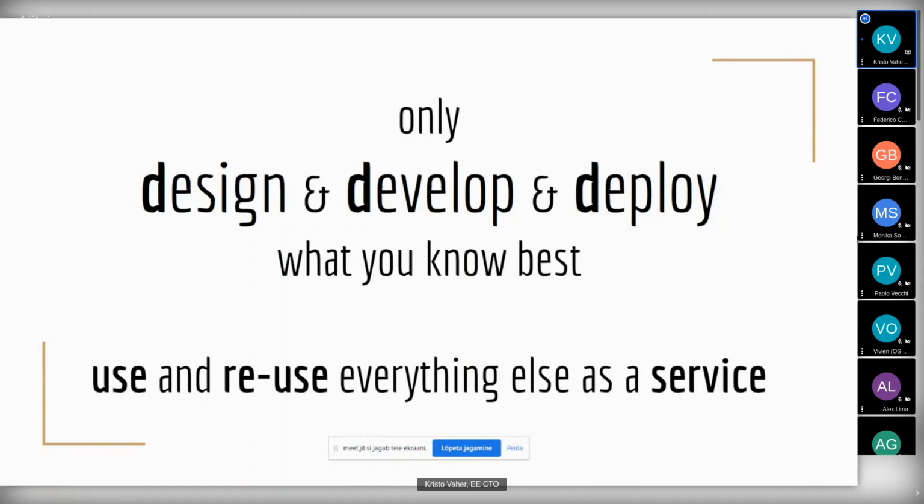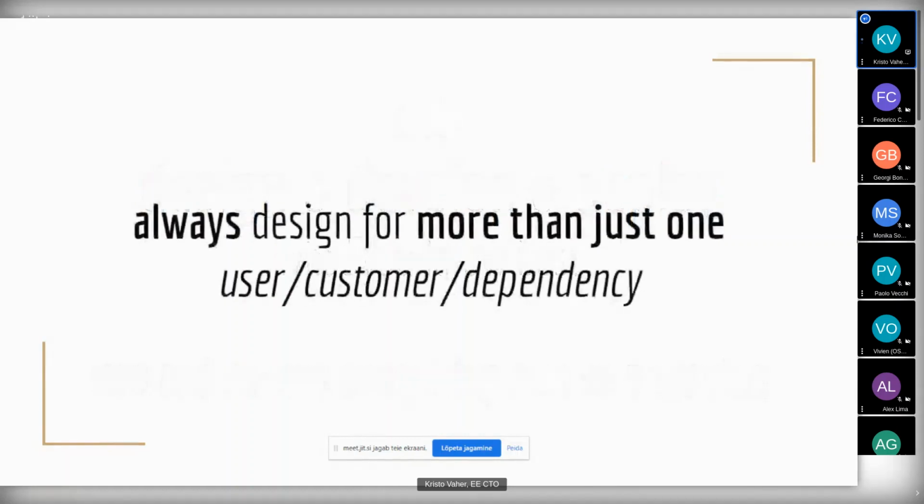Otherwise, don't build stuff that is already out there, that either your government already uses or that perhaps is already available in private sector, if at all possible. And then the third thing is that always, always design for more than just one user, customer, or dependency. One of the key problems why, in our experience, open source code is hard to be shared is because it's been designed so specific, as I mentioned earlier, that it's too specific to be used and reused elsewhere.